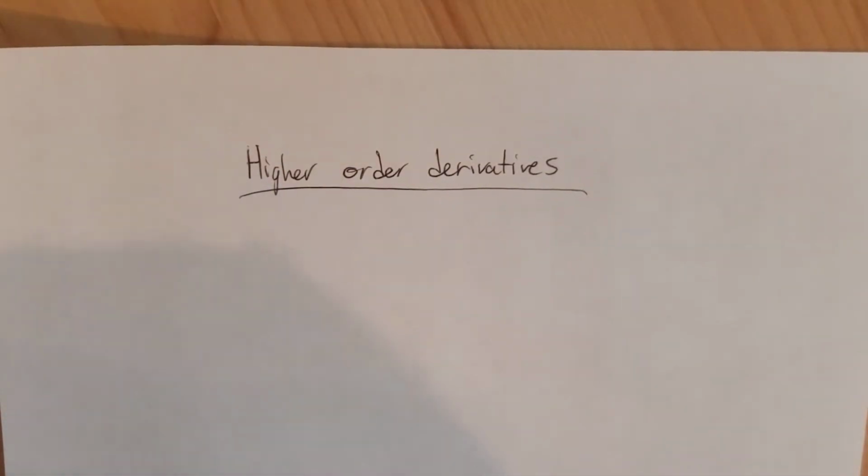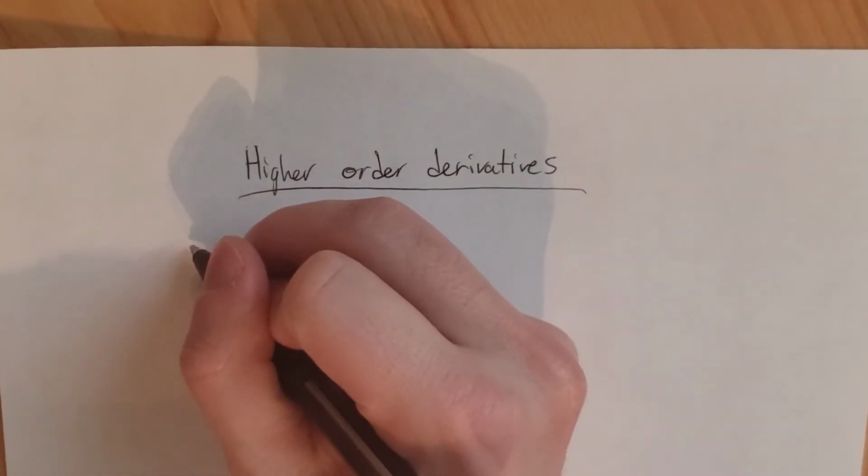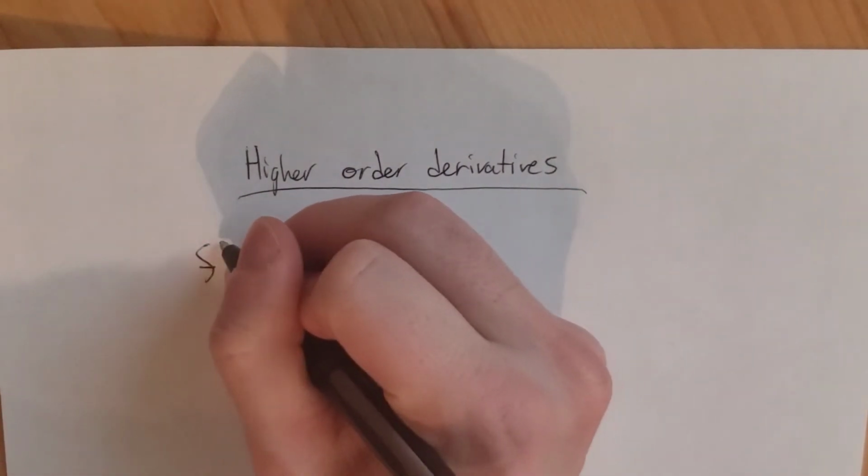In this video, we're going to cover higher order derivatives. So what does that mean? Well, that just means we essentially take derivatives of derivatives. So let's just look at some notation first.